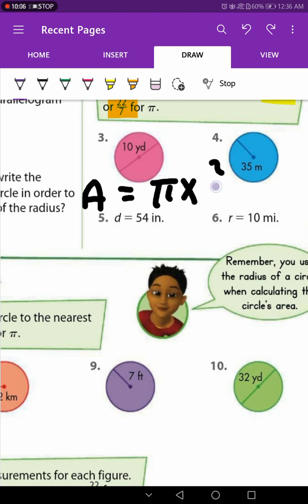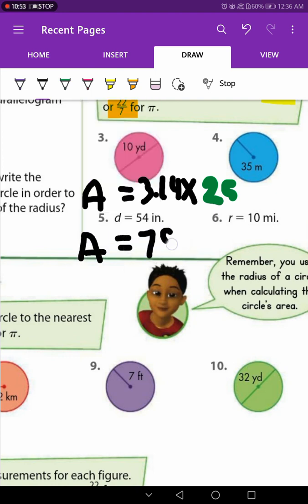Let me change the color. Yes, 5. 5 square means 5 multiply 5, which equals 25. Good. So this is equal, and you know that the pi equals 3.14. Okay, and 3.14 multiply by 25 equals 78. A equals 78 and half.